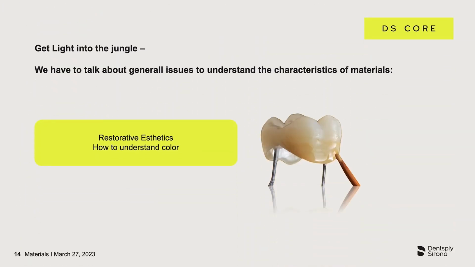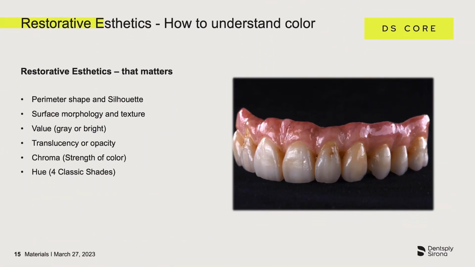Let's look at the aesthetic aspect, looking at the different blocks. When we talk about aesthetic restoration, as practitioners, we all know that it is not just about the right color. The outline shape and the silhouette play a very big role. The surface texture and the surface morphology is a very crucial point for an aesthetically appealing restoration. The color value, whether we go more towards the grey or the luminous, is decisive for the color effect. The translucency is a very big factor.